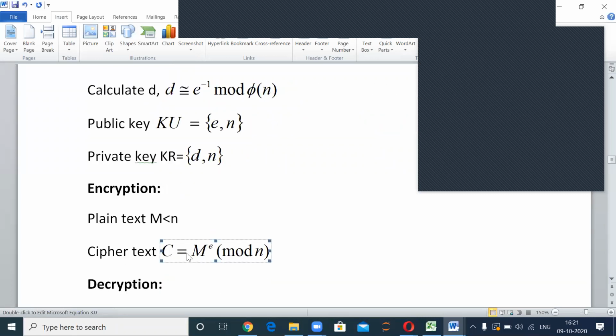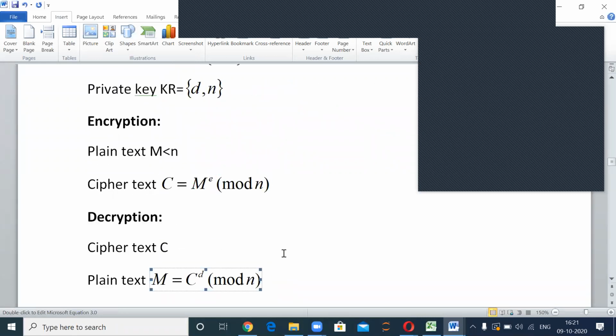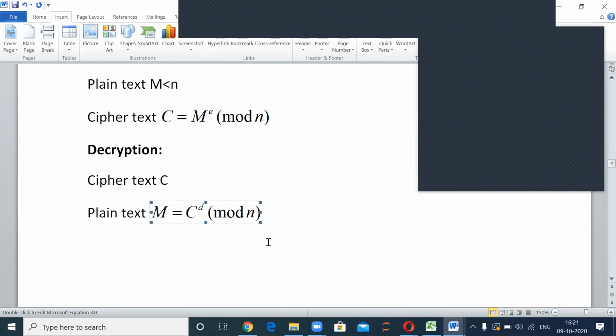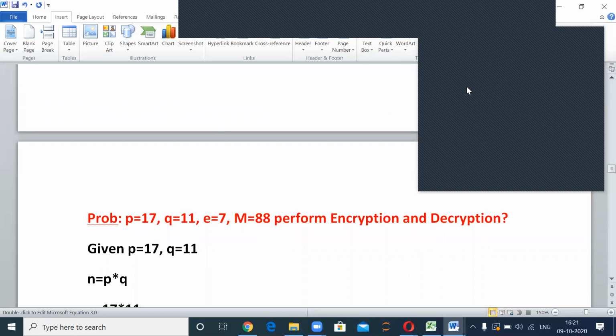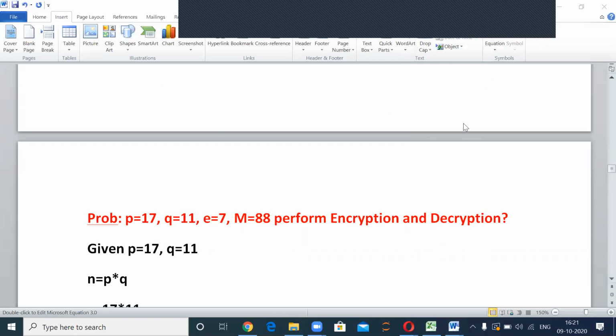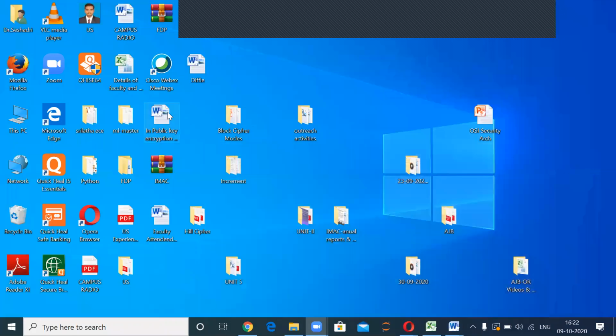The encryption can be done using this formula, and the decryption can be done using the formula m = c^d mod n. Right? So this is about the RSA algorithm steps. RSA algorithm steps. Right?